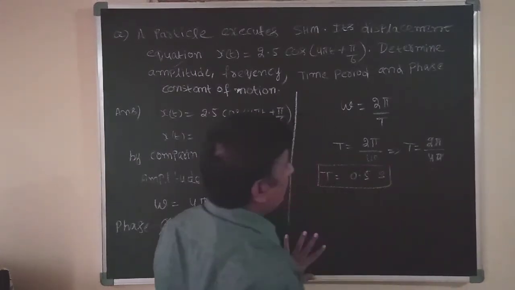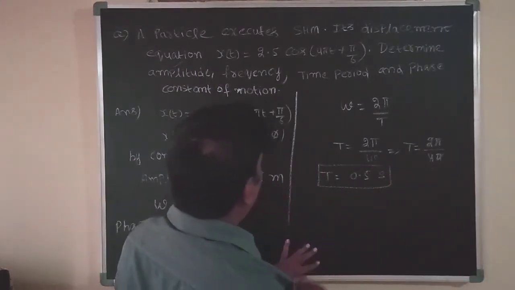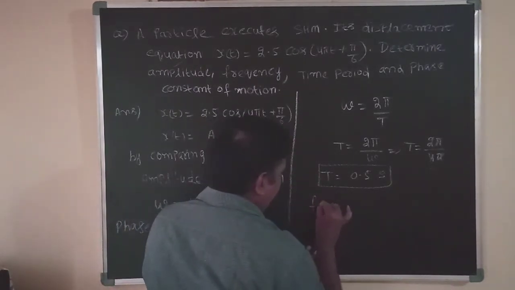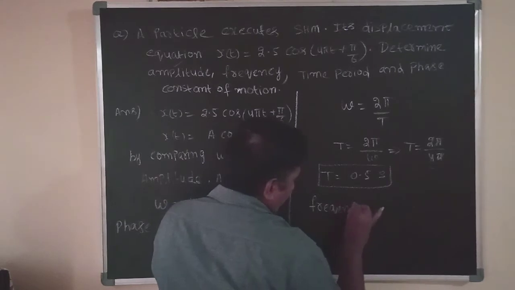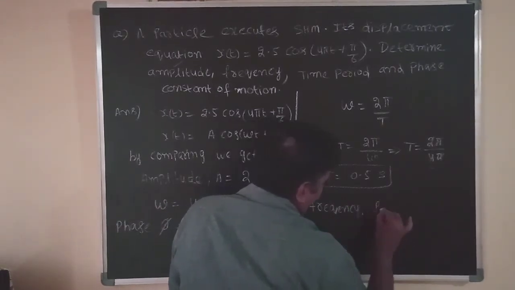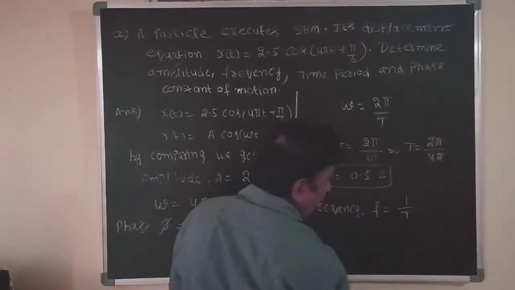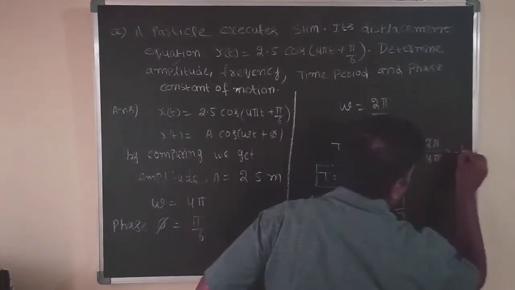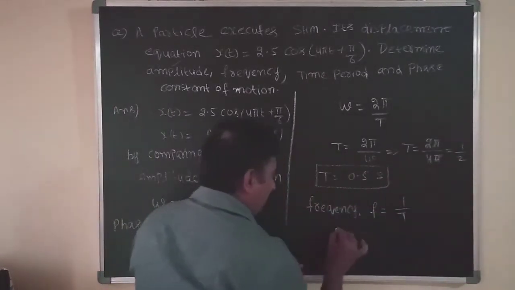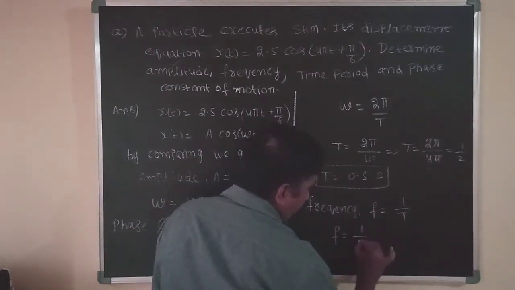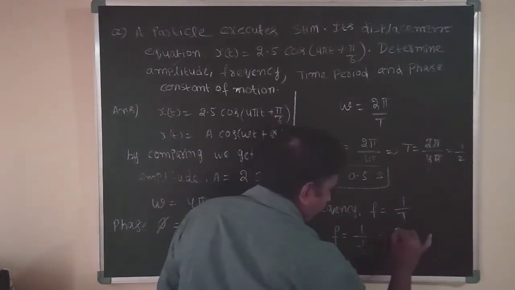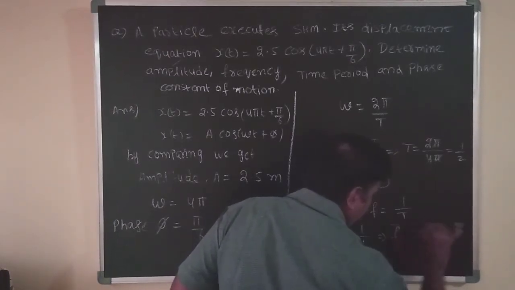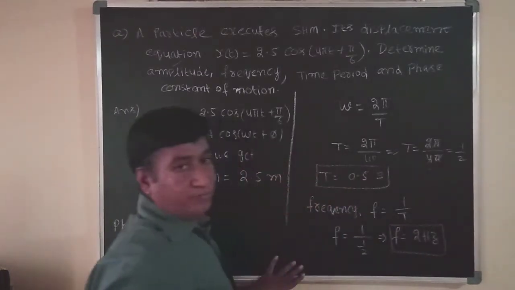Now that we have found the time period, we have to find the frequency. Frequency f is the reciprocal of the time period, 1 by T. So 1 by T, I can write here as 1 by 0.5. So frequency f equals 2 Hz, which we are going to get.